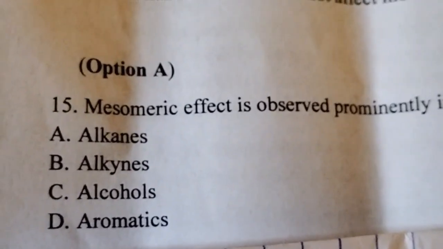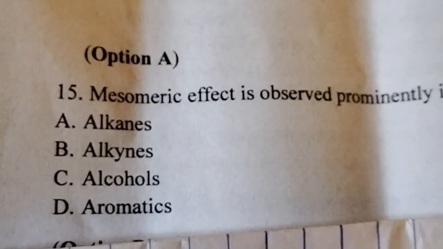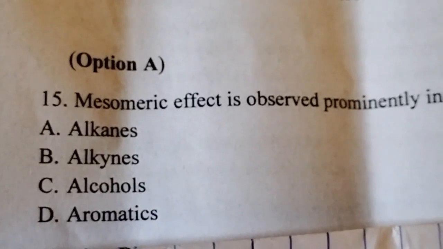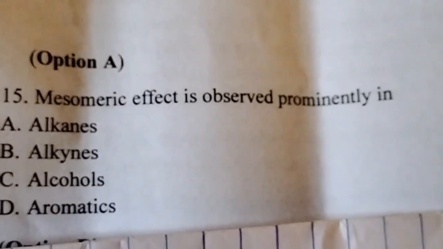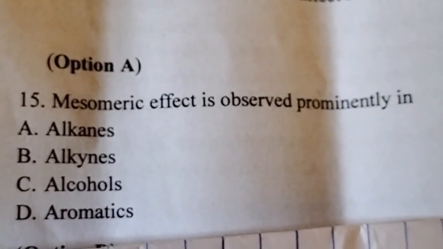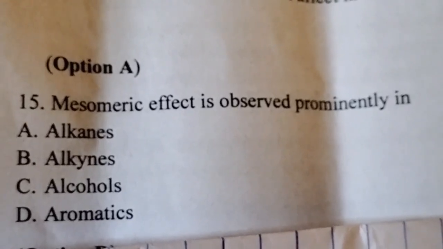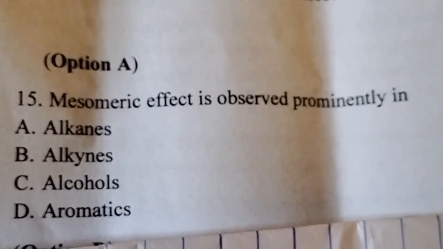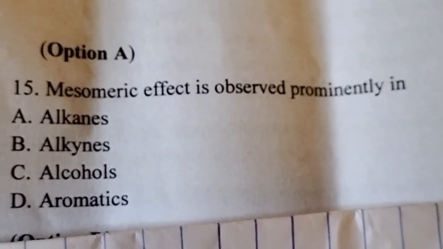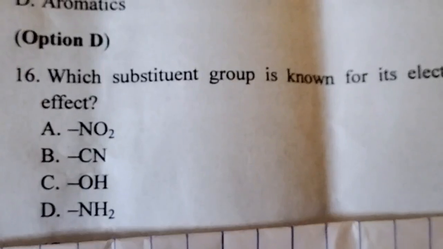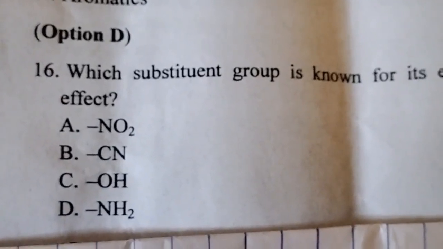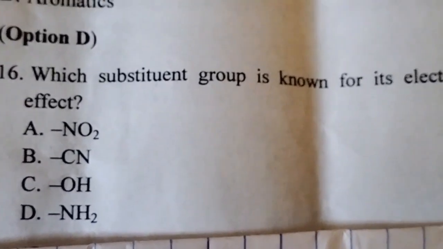Number 15. Mesomeric effect is observed prominently in A. Alkanes, B. Alkynes, C. Alcohols, and D. Aromatics. Among these options, the one that is conjugated is aromatics. We observe resonance mainly in aromatics. So the right answer to number 15 is option D, aromatics.